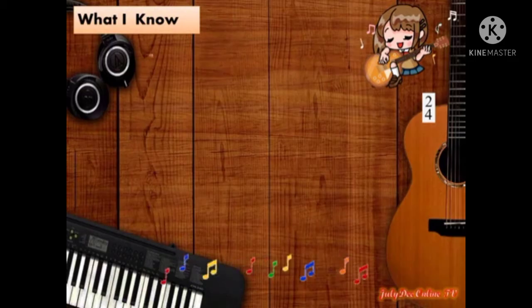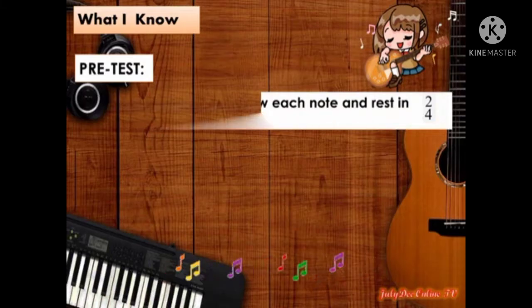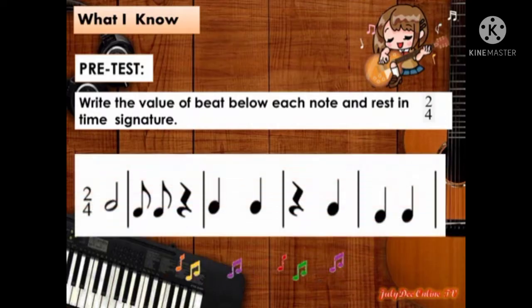What I know. Let's check your prior knowledge of our lesson today. Write the value of beat below each note and rest in time signature. The picture shows a 2-4 time signature. Half note receives 2 beats. Eighth note receives 1 half beat.